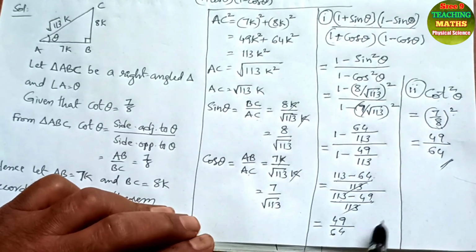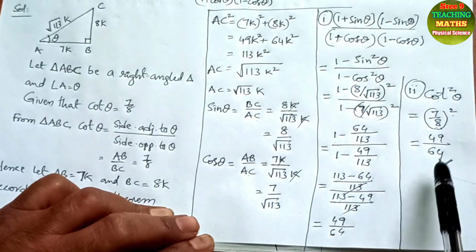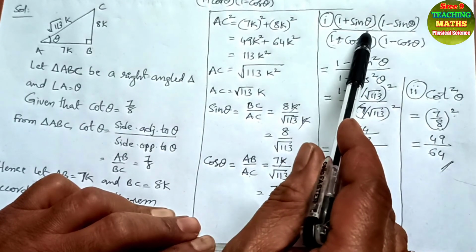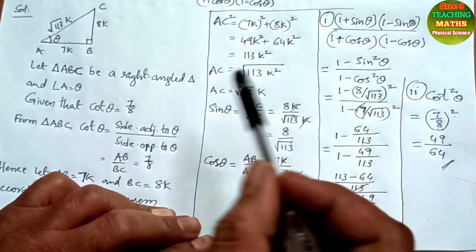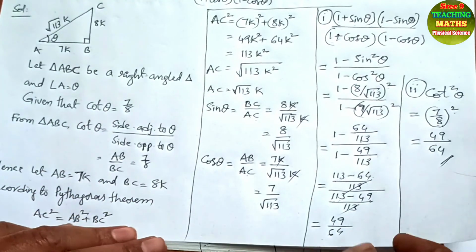Then what do you find from the first and second? Both answers are the same. It means that we can say cot square theta is equal to 1 plus sine theta into 1 minus sine theta by 1 plus cos theta into 1 minus cos theta. So do you understand? Like this we can solve the problems.